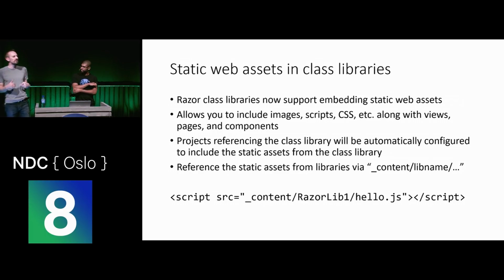Then when you reference those from your application, we know whether it's a project-to-project reference or a project-to-NuGet reference, and we will optimize depending on what that is, and we will set up your ASP.NET Core application to find those static resources. The way you reference them is with this little convention. So in my application now, I would say the source is _content/razorlib1/hello.js if my name was razorlib1, and then everything just works by default. Okay, it's really, really nice support for doing so.